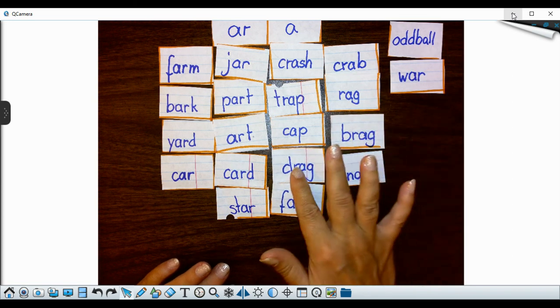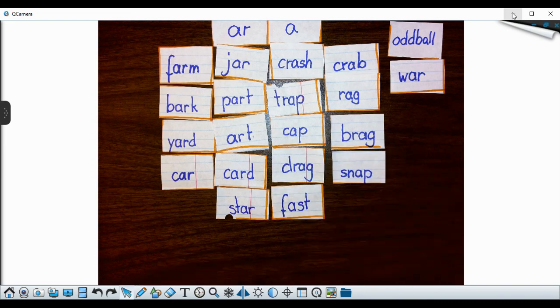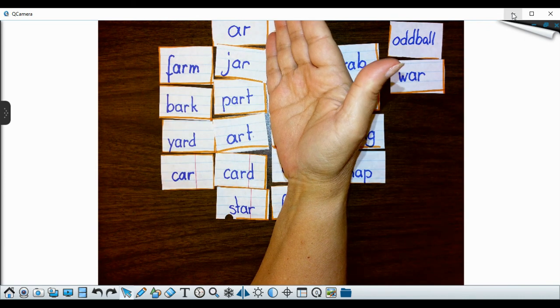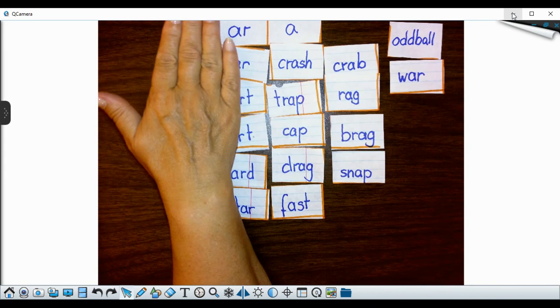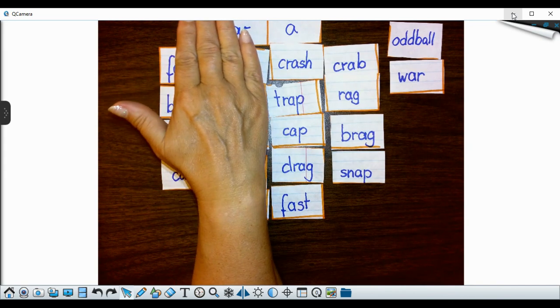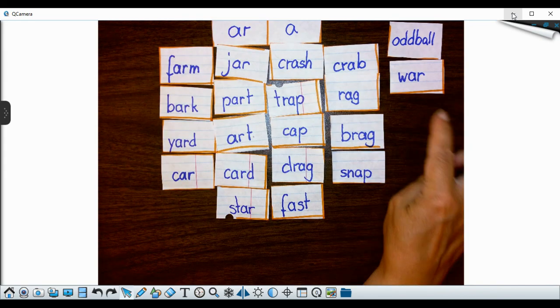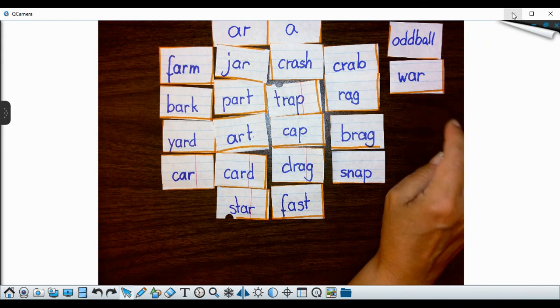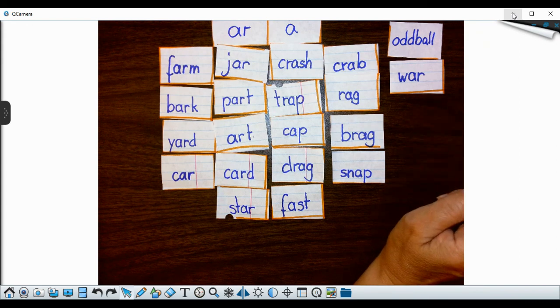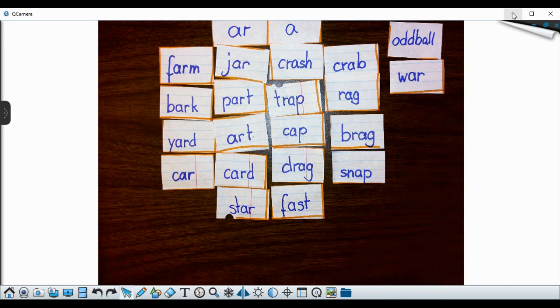I want you to pause your video here and really check that you have all your words, first of all, and that they are in the right category. Are they in the AR category on this side? Or are they in the short A category on that side? Or did you remember that war was our oddball? Pause the video here and check your words. All right, now that you paused your video and you really checked that all your words are written correctly, we're going to get our handy dandy notebook out and we're going to write down our words.